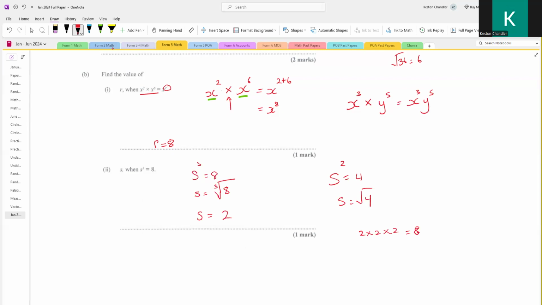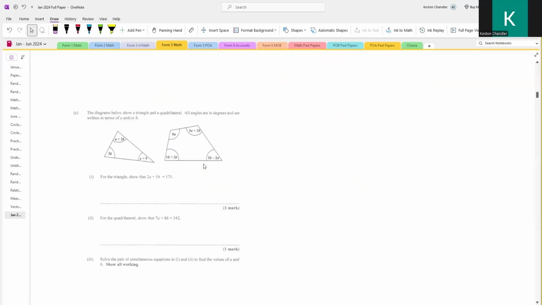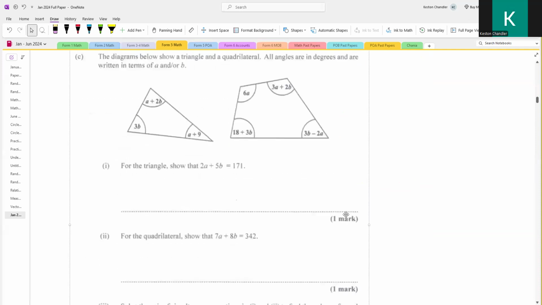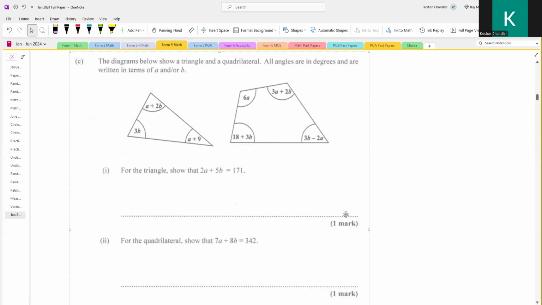All right, give me a thumbs up if you're okay, and we can move on. Good. All right, so moving on to the next question. The diagrams below show a triangle and a quadrilateral. All angles in degrees are written in terms of a and or b.